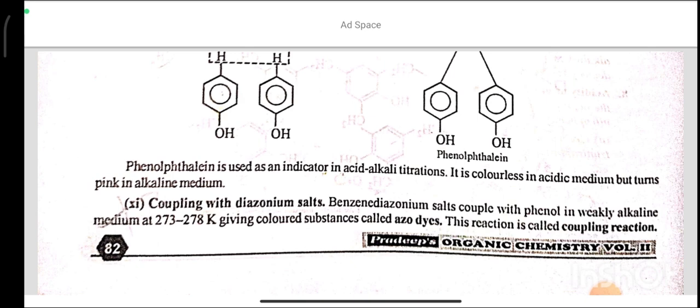Coupling with diazonium salts. Benzene diazonium salt couples with phenol in weakly alkaline medium at 273 to 278 Kelvin, giving colored substances called azo dyes. This reaction is called coupling reaction. Benzene diazonium chloride plus phenol in weakly alkaline solution, pH 9 to 10, gives para-hydroxyazobenzene. It is an orange dye.